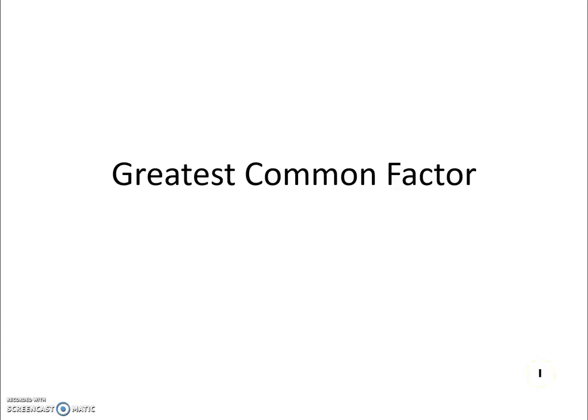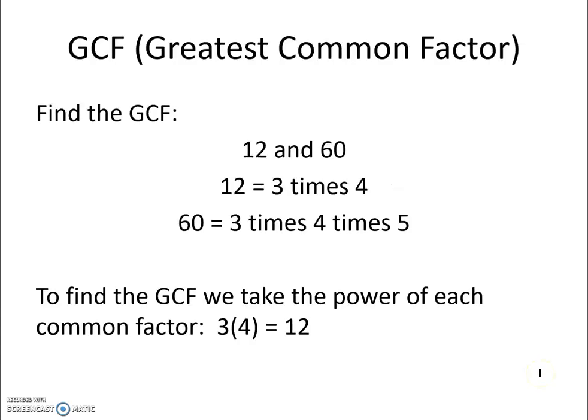Today we're going to be looking at the greatest common factor. The greatest common factor is often abbreviated as the GCF. When we're asked to find the GCF of 12 and 60, we break it down into its factors. 12 equals 3 times 4. 60 equals 3 times 4 times 5.